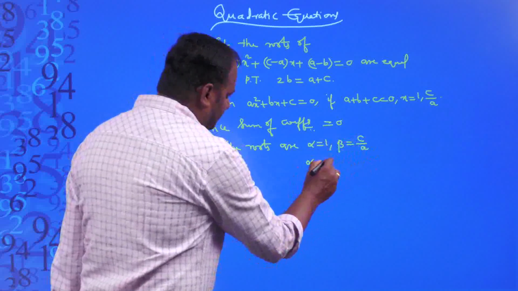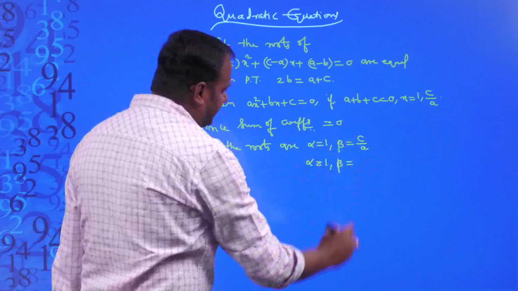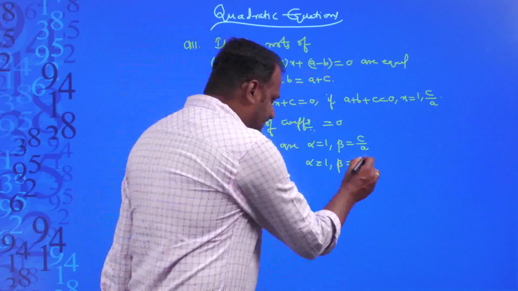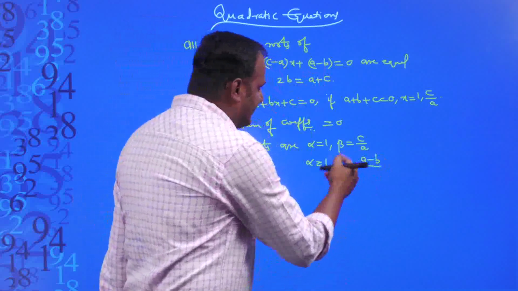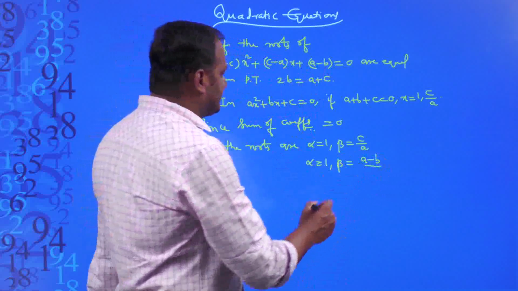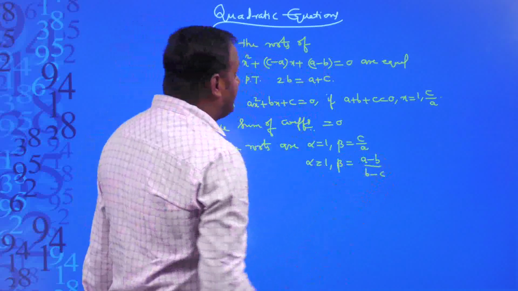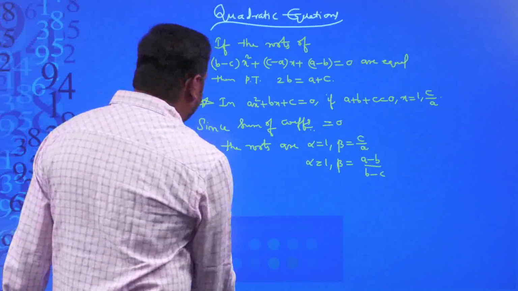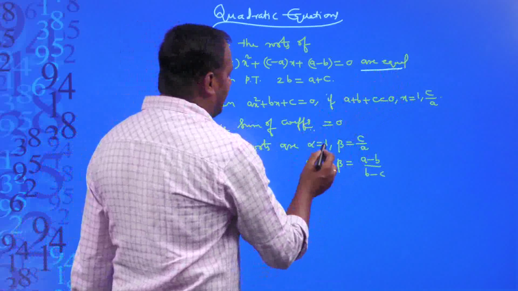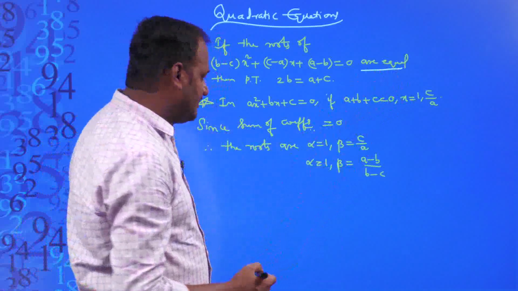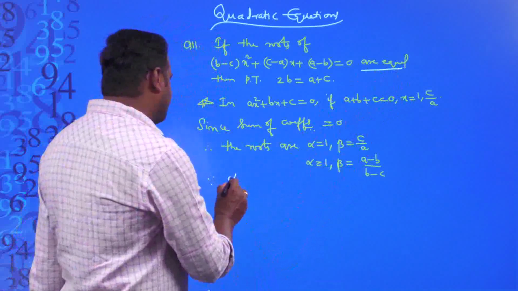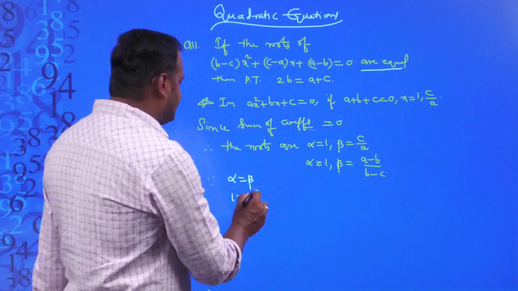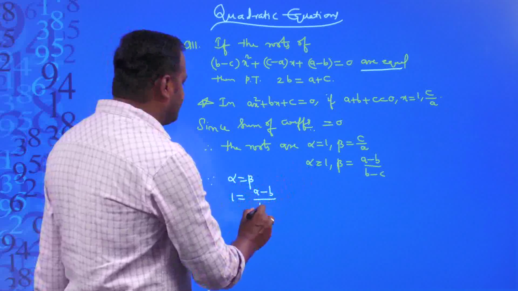So 1 is 1 only, but beta is equal to c divided by a. What is c for this equation? Means constant is a minus b divided by what is a? a is going to be the coefficient of x square, that is b minus c. But in the problem itself it is given that the roots are equal. The roots are equal means what? Alpha and beta both are equal. So that since alpha is equal to beta, alpha is 1, 1 is equal to beta is a minus b divided by b minus c.